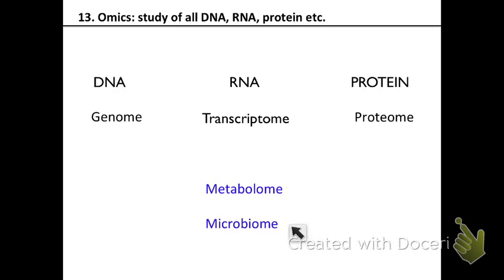So the human body is not just made up of human cells. We also contain a lot of microbe cells, a lot of bacteria in our body. The types and kinds of metabolites in our body is called the metabolome, and the study of it is metabolomics. And all the types and kinds of bacteria in our body is called the microbiome, and the study of that is called microbiomics.